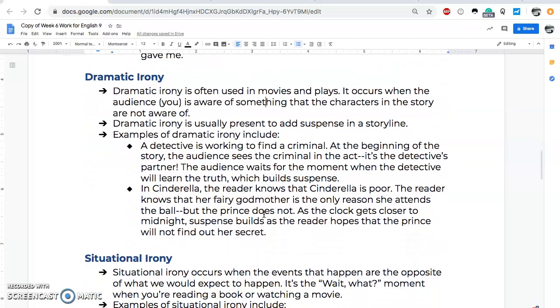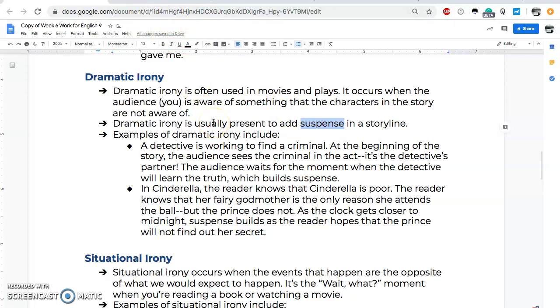Dramatic irony, we saw in Romeo and Juliet. Dramatic irony is when the audience, us, is aware of something that the characters in the story do not know. So we again saw that in Romeo and Juliet when they were both going to their deaths. The audience is like, just wait one more day or wait 5 more minutes. But the characters don't know it. That's dramatic irony.